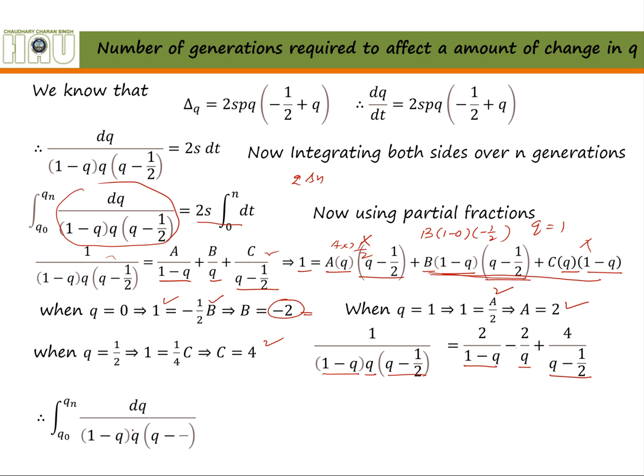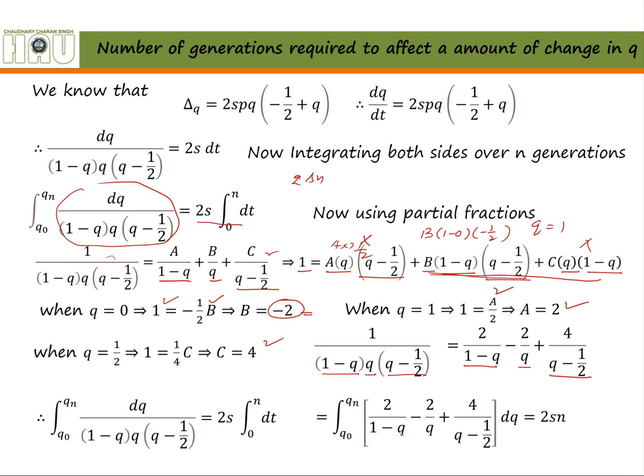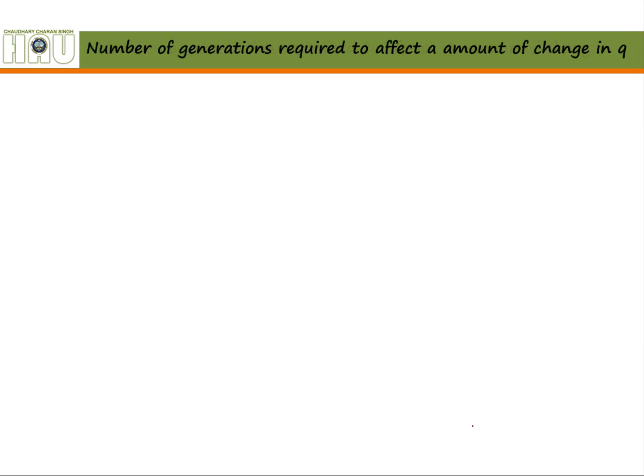So the integration of this can be written as the integration from 0 to q of 2 by (q minus 1) minus 2 by q plus this. So all these come under the log. So it is twice log of (1 minus q) minus 2 log q plus 4 log (q minus half), and so on and so forth. So in the next slide the complete integration is there.